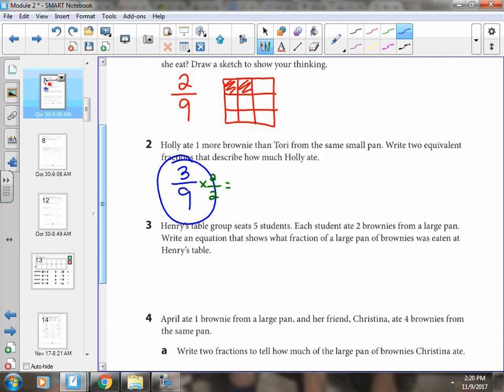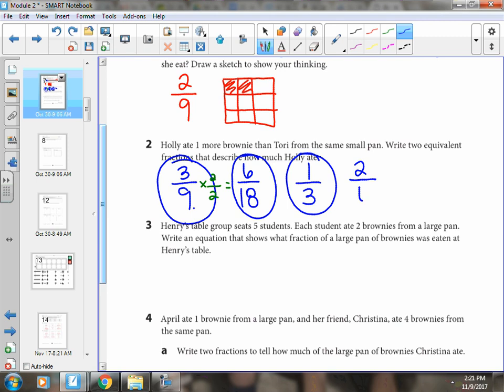Another equivalent fraction would be 6/18. You could also divide the top and bottom by the same thing, and you will get an equivalent fraction. So imagine, instead of doubling the top and the bottom, what if you divided the top by 3, right? 3 divided by 3 is 1, and 9 divided by 3 is 3. 1/3 would also be acceptable. Okay? I would accept 2/6. I would accept 9/27. Those are all equivalent fractions, all equal to 1/3.